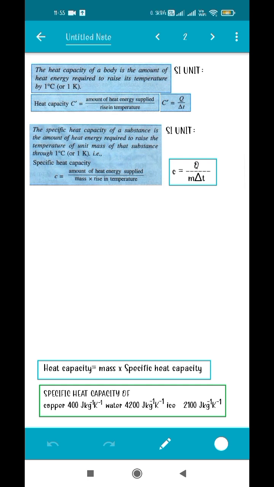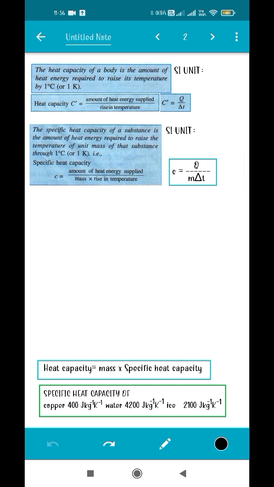So the relation becomes small c is equal to the amount of heat energy supplied divided by mass, because we have just discussed unit mass, into rise in temperature. So the relation becomes c is equal to Q by m delta T, where Q is the heat energy, m is the mass, and delta T is again the difference in temperature. So let us see the SI unit now. C dash, or heat capacity, is equal to energy divided by change in temperature.